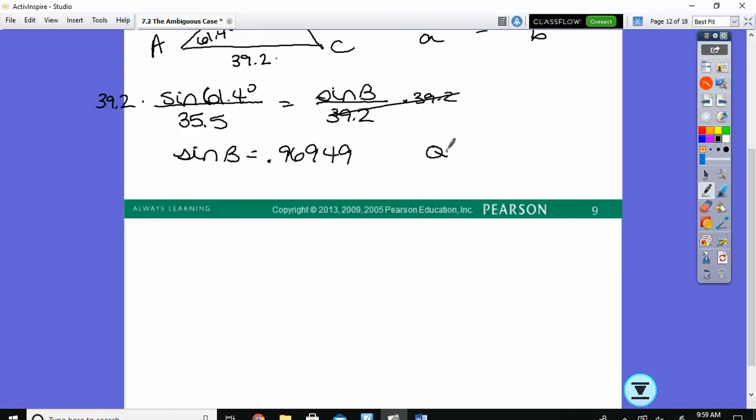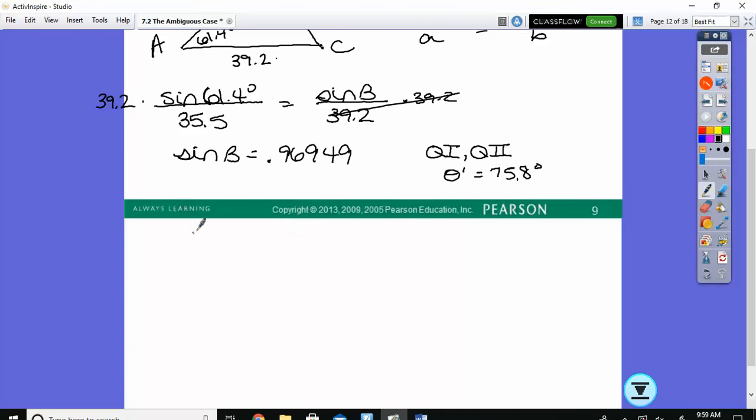Sine is positive in quadrants 1 and 2. So this is like a question I would have put on your last test. So we could be in quadrants 1 or 2. Reference angle, we have to do sine inverse of 0.96949. And let's just go to 3 significant digits, that's all we had in the problem. So 75.8 degrees.